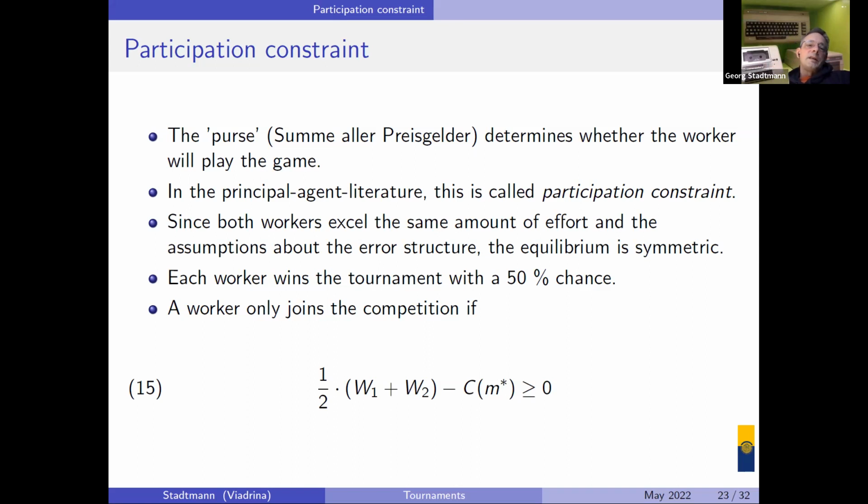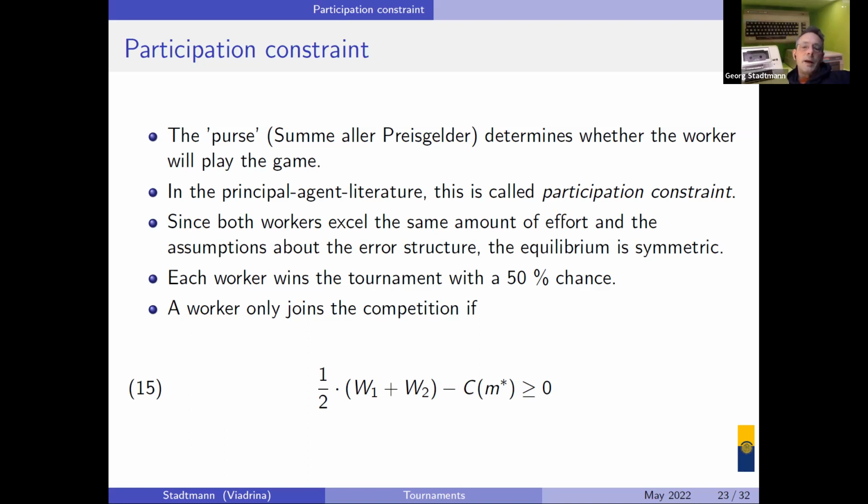And this implies that each worker will win the tournament with a 50% chance, and a worker, the athlete, will only join the competition if 1/2 times the purse is larger than the cost. Why 1/2 of the purse? Because with a 50% probability, I'll be on place number 1. With 50% of the probability, I'm on place number 2.